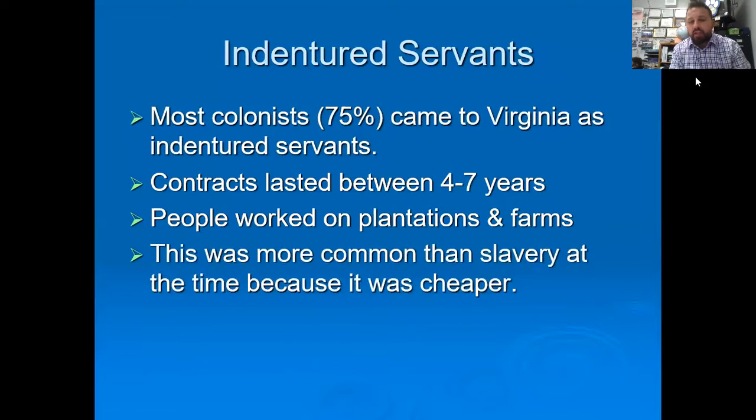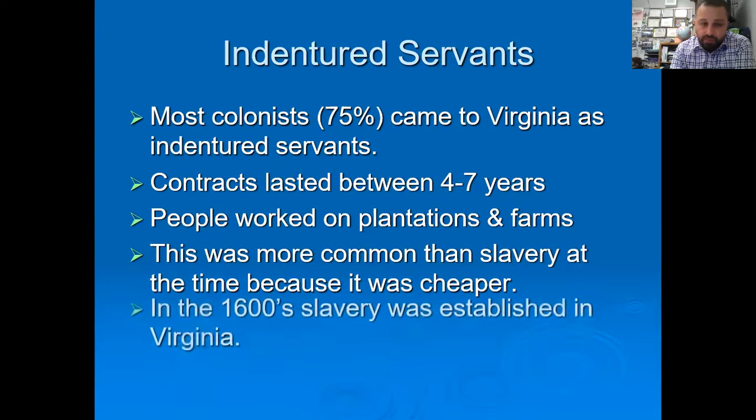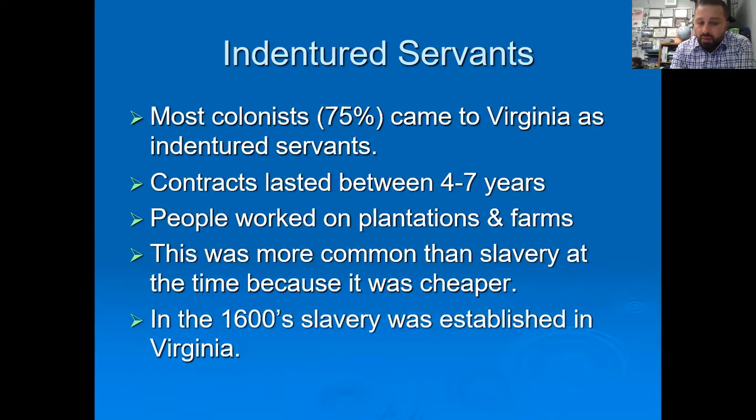It's more common than slavery, though, at this time because it was cheaper. Slaves were seen as very expensive, and they thought, well, I can get people for their prime years, and after 4 to 7 years, they can go on and do something else. In the 1600s, remember, slavery gets established in Virginia, but it's not super popular. But we'll talk about that. This is going to be one of those things that is a major effect of British takeover, but it's also going to become a cause, okay?